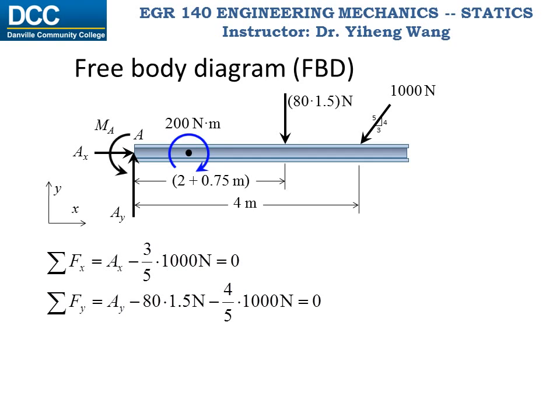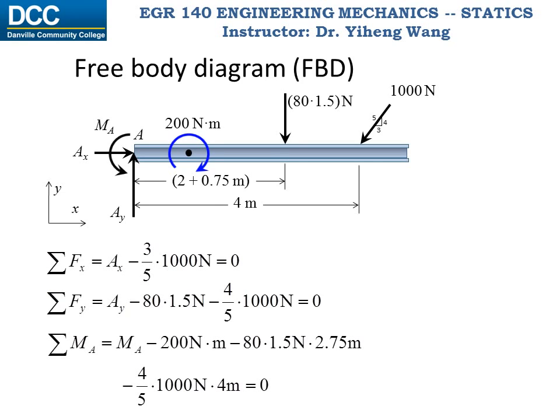Also, when writing the moment equilibrium equation, don't forget moment is actually about a z-axis that is pointing out and perpendicular to the xy plane. Therefore, positive moment creates counterclockwise rotational effect, while negative moment creates clockwise rotational effect. So, the resultant moment about point A equals first the unknown couple moment at the wall, Ma, minus the free negative couple moment 200 Newton meter, minus the moment caused by the distributed load, and minus the moment caused by the vertical component of the 1000 Newton force, and it equals 0.